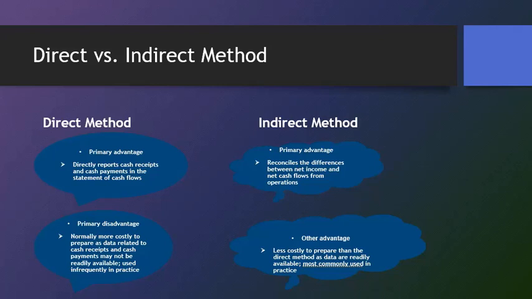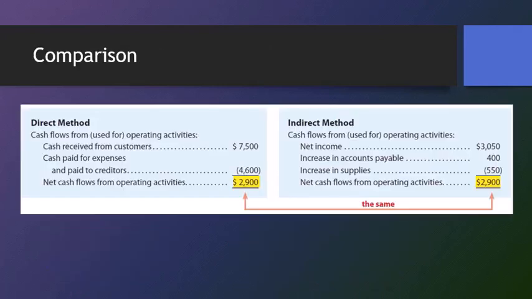So again, in your book, you'll learn how to use both methods. The direct method is preferred by the FASB, but most companies report using the indirect method. Okay, and this is a very simple example. In reality, it looks much more detailed when you see it. Again, under the direct method, we are going to list every single line item for cash received and cash paid.